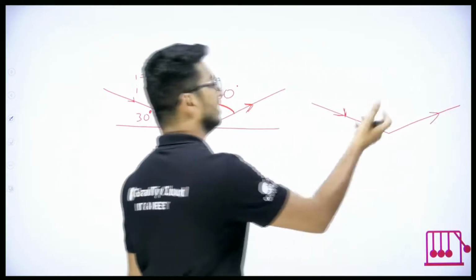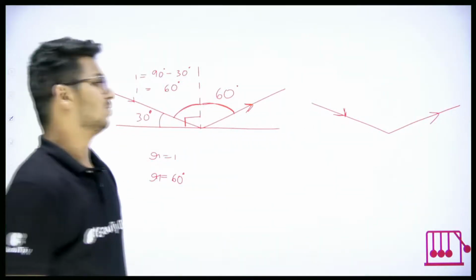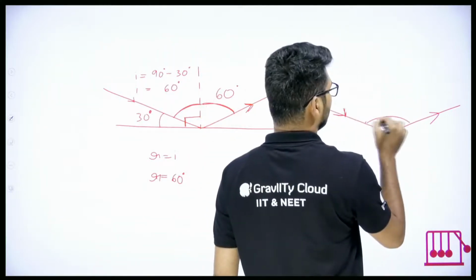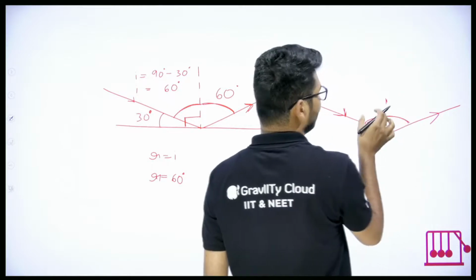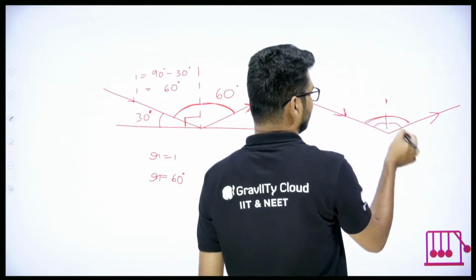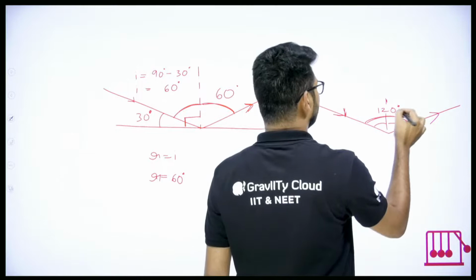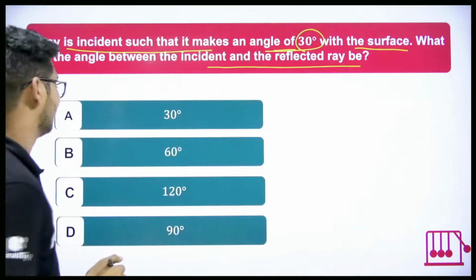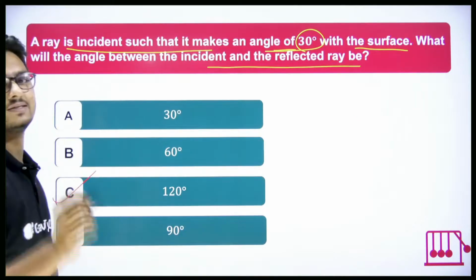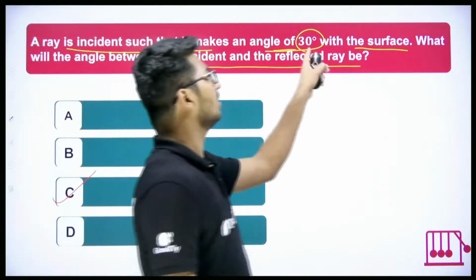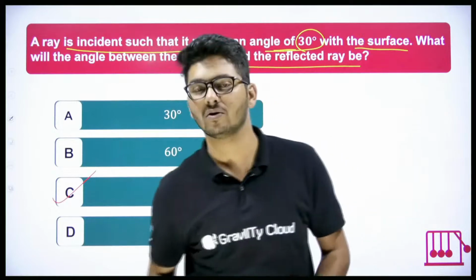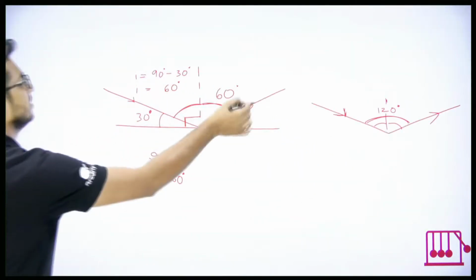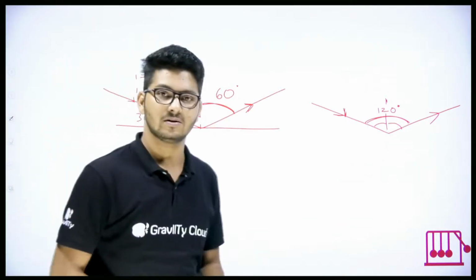Now what we need is the angle between incident ray and the reflected ray. And what is that angle here? See, 60 plus 60. Here it is 60. Here it is 60. So this complete angle will be 60 plus 60, 120 degrees. So the answer is option C. So the clue here is what? With the surface. That is the keyword. With the surface. If you understand that, the rest is very simple.